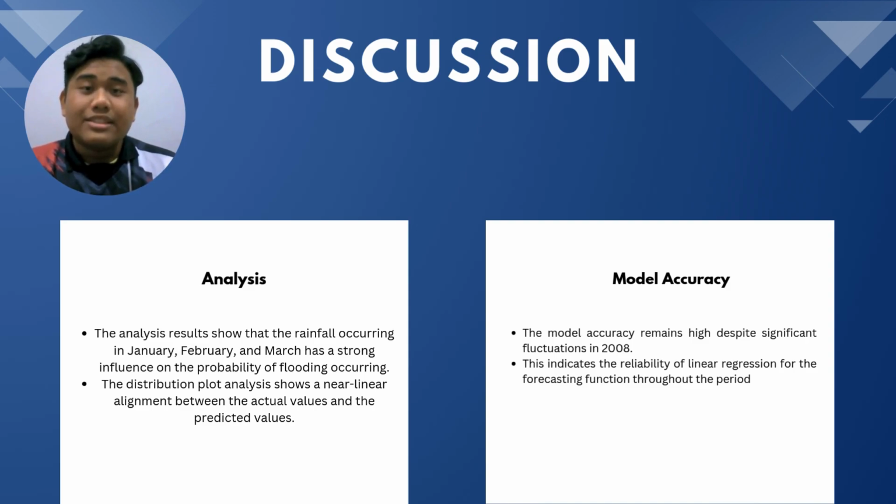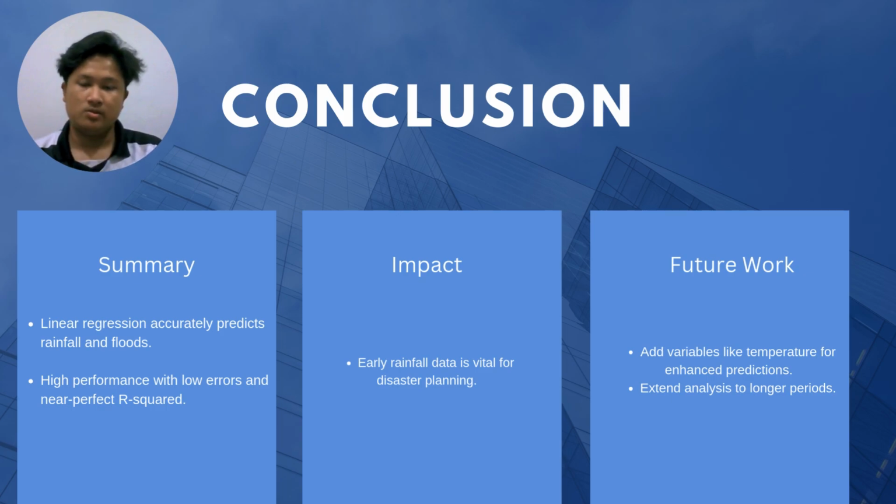So next is the conclusion. Okay, lastly, for the conclusion, I want to make a summary. Linear regression accurately predicts rainfall and floods, with high performance, low error, and near perfect R square. Next, the impact that we get is that early rainfall data is vital for disaster planning. With yearly rainfall data, we can get many benefits such as preparation for flood.